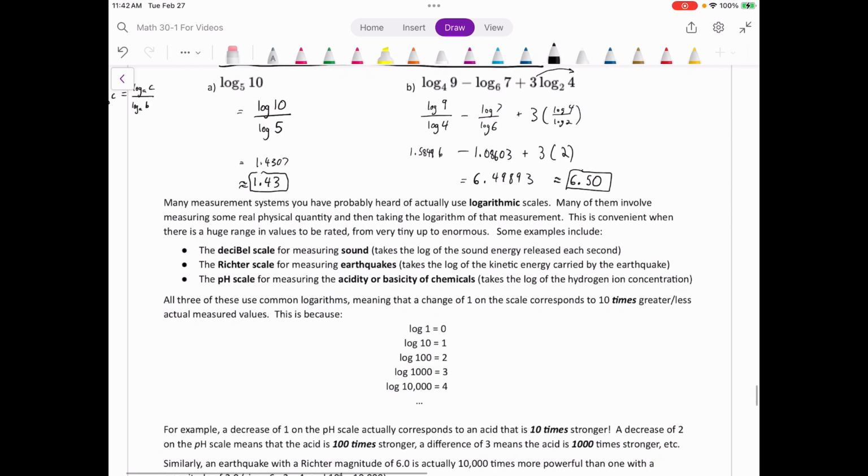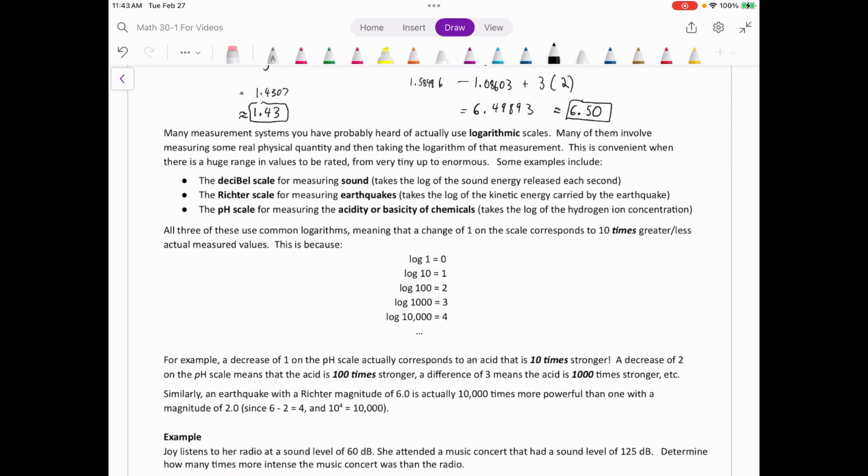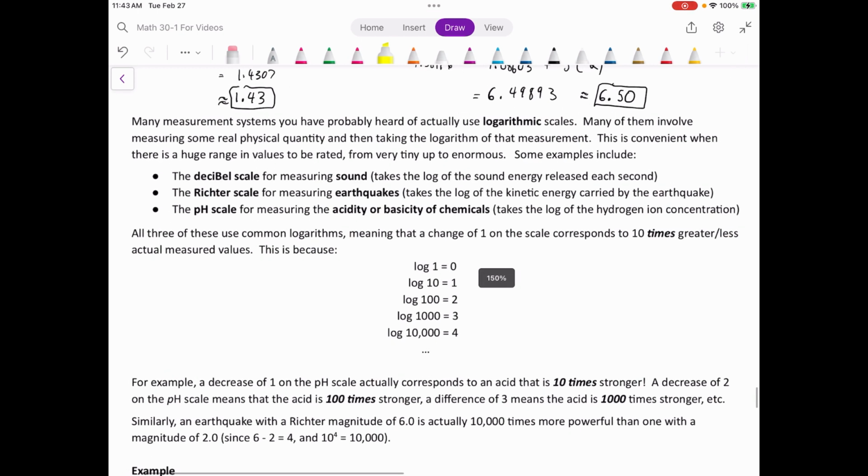Okay, so the last thing we're going to talk about for this lesson is some real-life applications of logarithms. Again, nothing different in terms of skills. It's just real-life things that often pop up that are logarithmic, that you've probably heard of and didn't realize they were logarithmic, or maybe you did. But either way, let's talk about them here.